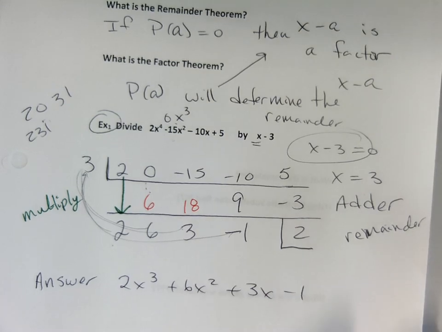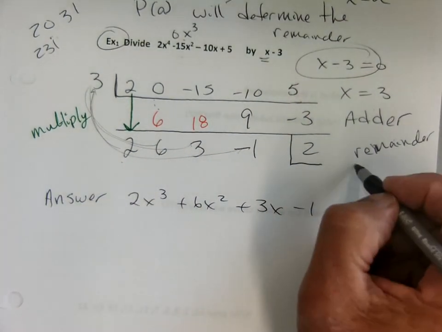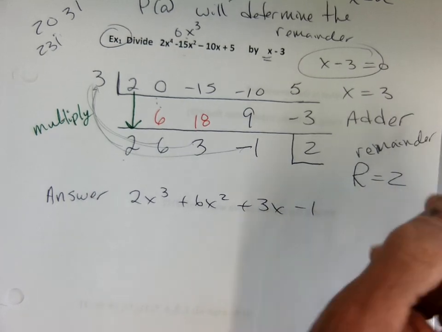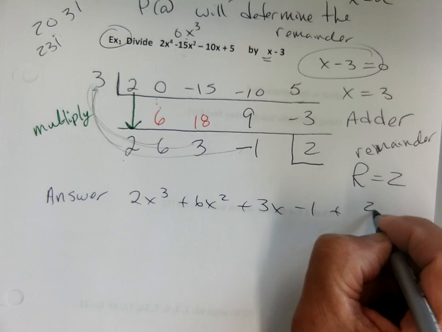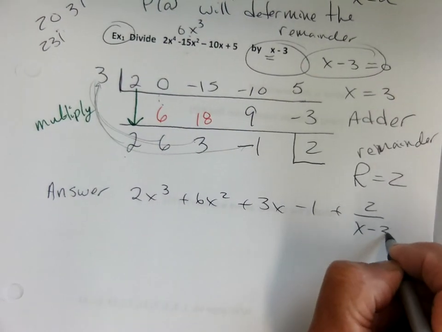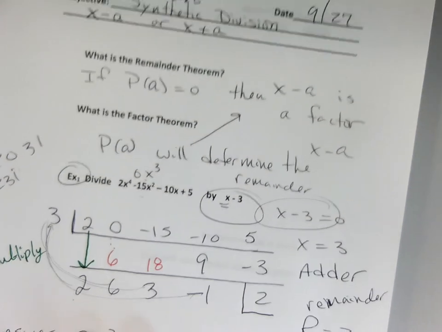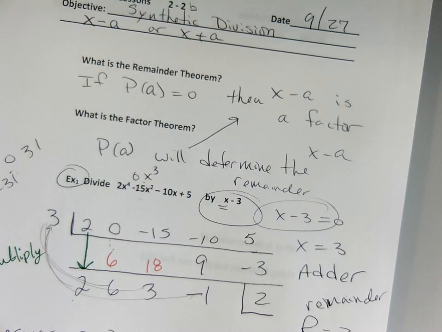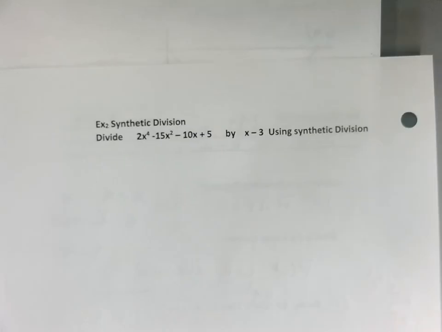Now the remainder, we are not in 4th grade math. We're going to go R. We're not going to go R2. It sounds like a pirate arr. We're just going to go plus 2 over what we divided by, which was the original x minus 3. Remember that from last year? Okay, thumbs up. Not bad. Is this a factor? No. It is not a factor because we got a remainder of 2. Okay. Turn the page.